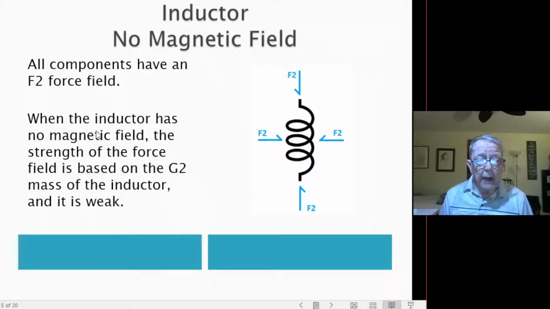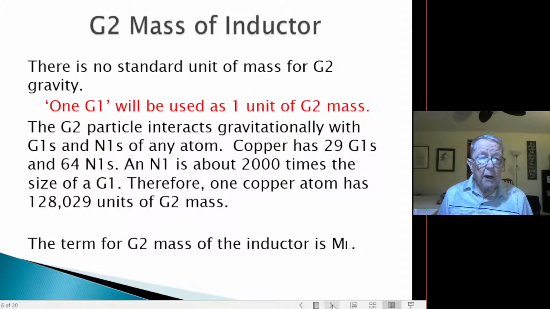When the inductor has no magnetic field, the strength of the force field is based on the G2 mass of the inductor, and it's weak, or small, because the only mass you have is the copper wire. G2 mass is a different mass. It's not in kilograms; G1 mass is in kilograms. There is no standard for G2 mass, although I'm attempting a generalized version of G2 mass.